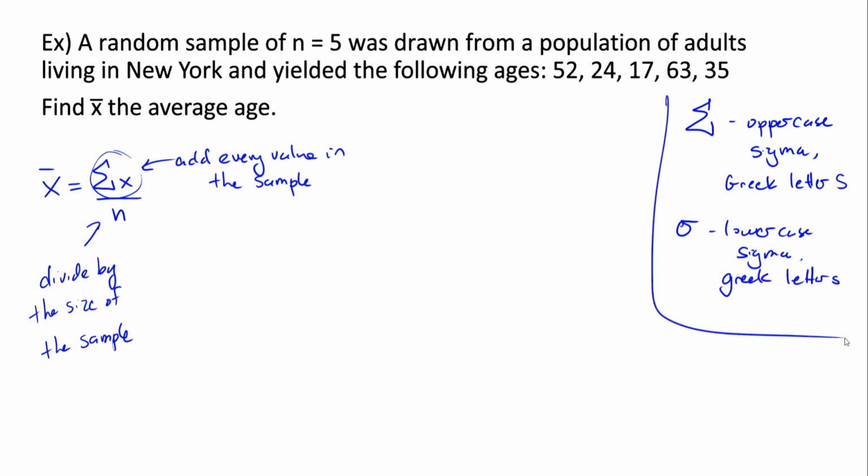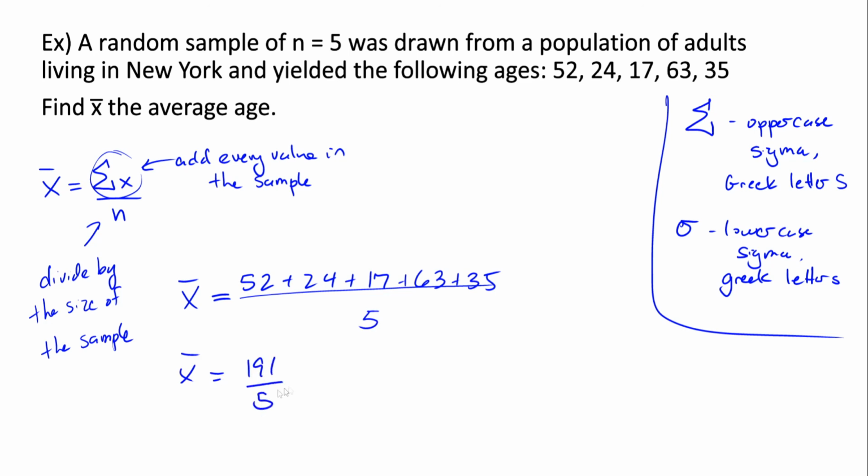Okay, so now we'll get to finding our average. So here x bar is going to be equal to 52 plus 24 plus 17 plus 63 plus 35, and then we have 1, 2, 3, 4, 5. So we're going to divide that by 5. x bar is equal to 191 over 5, which works out to be 38.2, and that would be our average age.